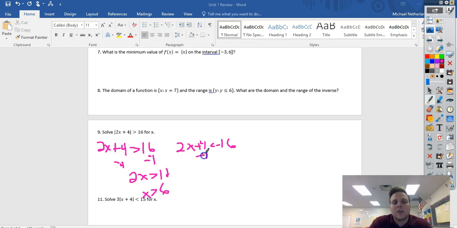Same idea. Subtract 4. 2x is less than negative 20. Divide both sides by 2, and I get x is less than negative 10.